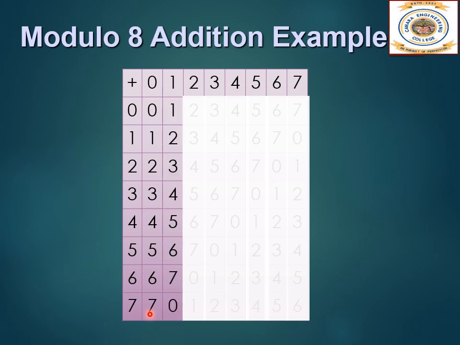We will see the next column. So in this next column, now we have to take 1. 1 plus 0 is 1. 1 plus 1, how much is it?